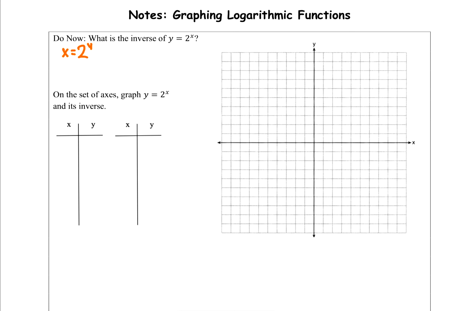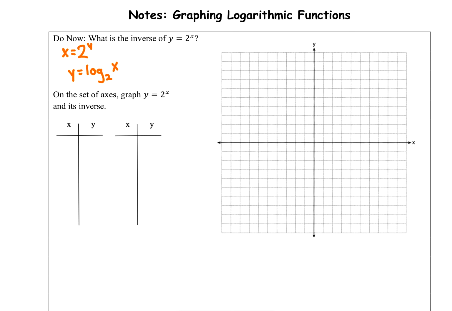So the y is the exponent here. In order to get the exponent by itself, we have to use log. So the base is 2, as that's the base on the exponent. Our exponent is y, so we say equal to y, and our argument is x. So that is our inverse.